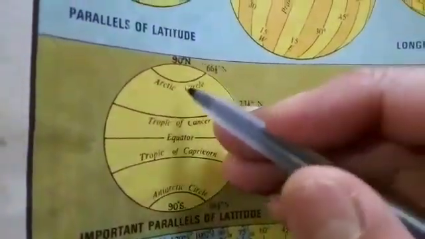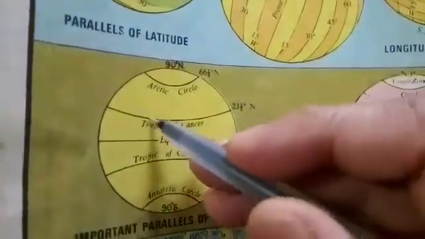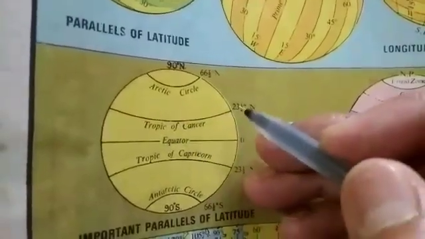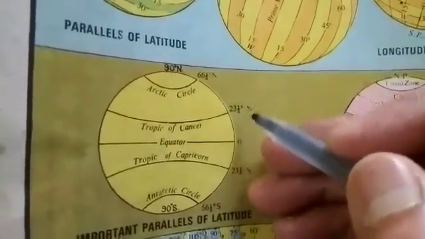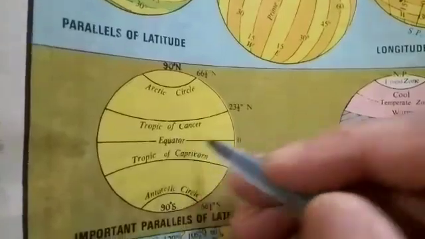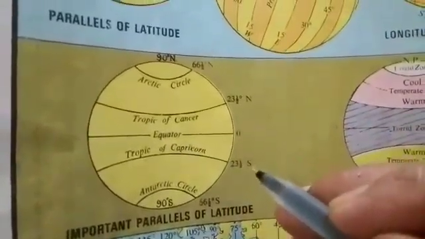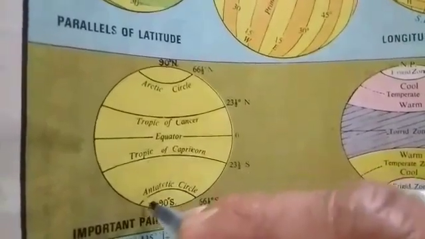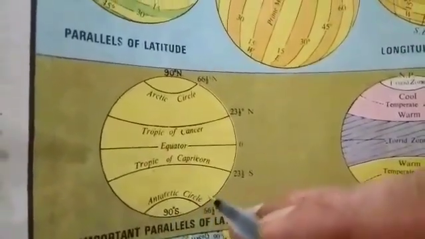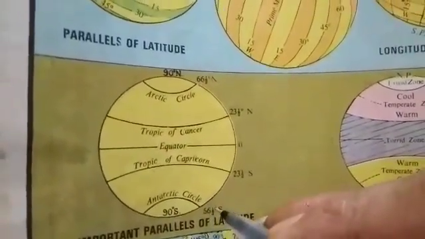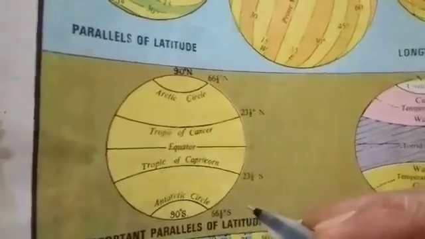This is Arctic Circle. This is Tropic of Cancer, 23 degree 30 north of the equator. This is equator, Tropic of Capricorn, 23 degree 30 south of equator. This is Antarctic Circle, 66 degree 30 south of equator.